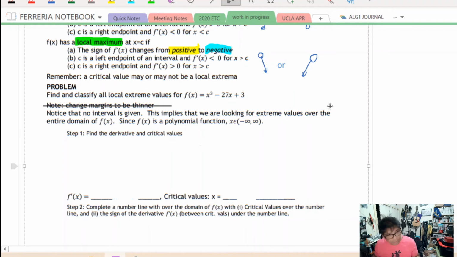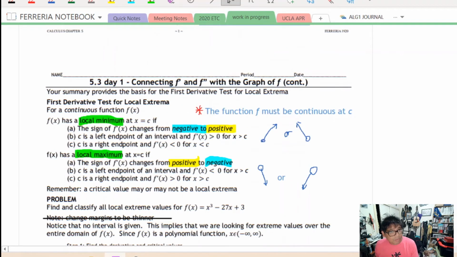So first thing we're going to do is look for the derivative and the critical values. What is the derivative of x cubed minus 27x plus 3? This factors nicely into 3 times (x minus 3)(x plus 3), which means our critical values are 3 or negative 3.